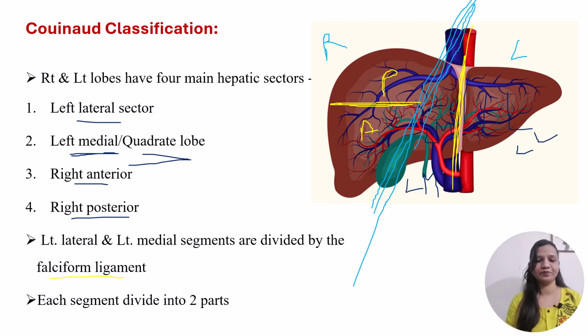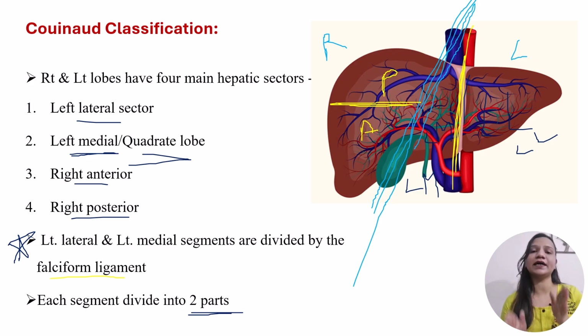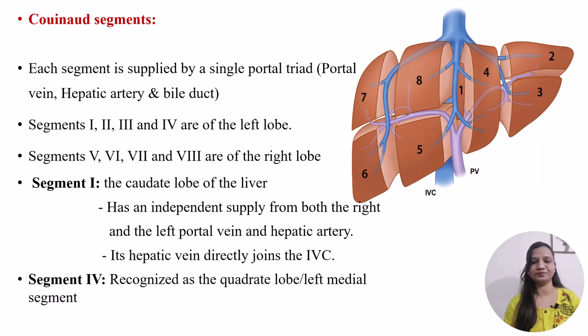Again, important point. Now, after this division, all the four segments are again divided into two parts. So in all we get a total of 8 segments of the liver, which are known as the Couinaud segments, 8 in number. Let us understand what these 8 segments are.